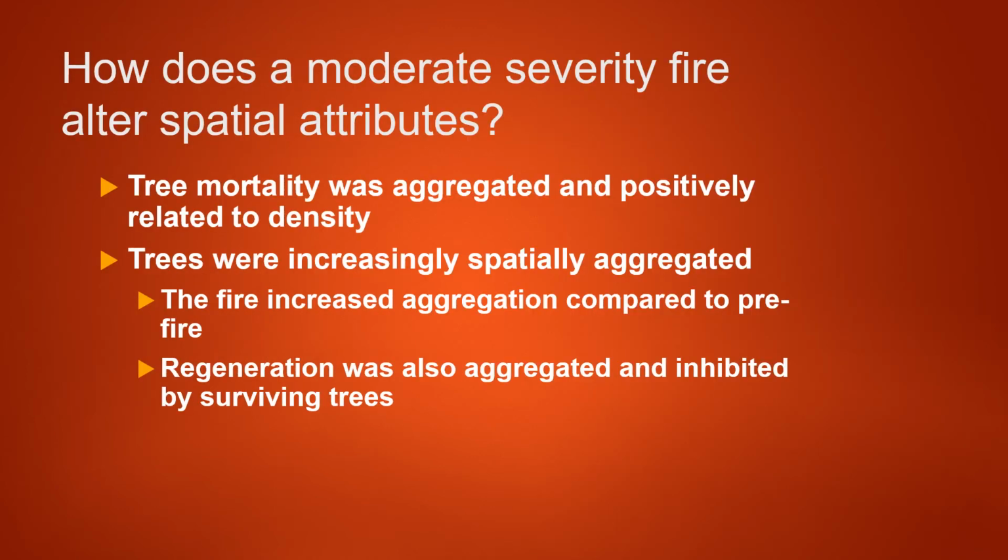So in summary, how does a moderate severity fire alter spatial attributes? Tree mortality was aggregated and positively related to density. Trees were increasingly spatially aggregated, and the fire increased aggregation compared to pre-fire. Regeneration was also aggregated and inhibited by surviving trees.